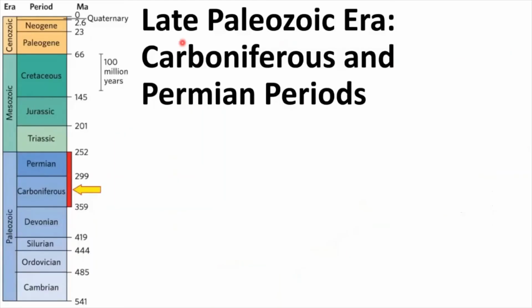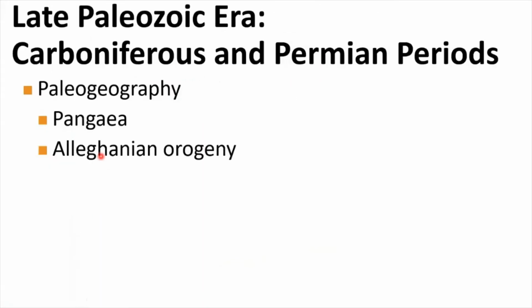Now, moving into the late Paleozoic era, we have our Carboniferous and our Permian periods. So that's 359 to 252 million years ago. Now, what does the paleogeography look like? We have the formation of Pangaea. Remember, our Paleozoic has been dominated by that formation, and we have the Alleghanian orogeny.